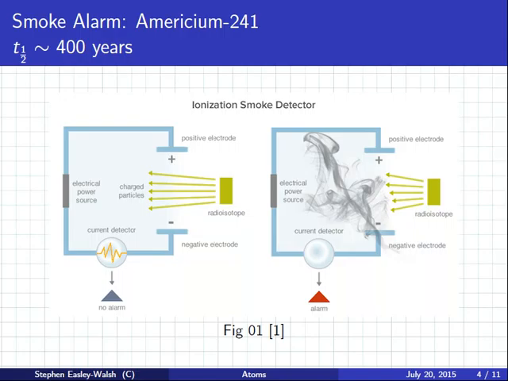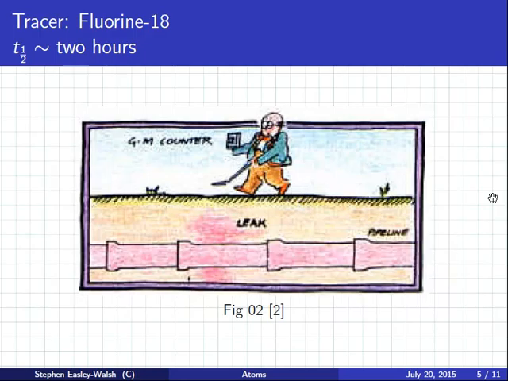Next example of application of radioactive materials would be fluorine-18, which has a half-life of 2 hours. So what can you use this material for? You don't need to draw this. For example, sometimes you get leaks in your water pipes underground and you want to detect where they are. So you can put this radioactive material in the water supply.